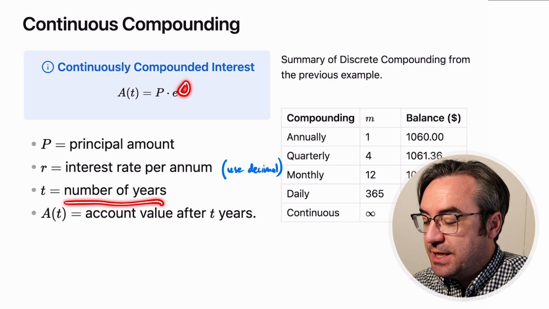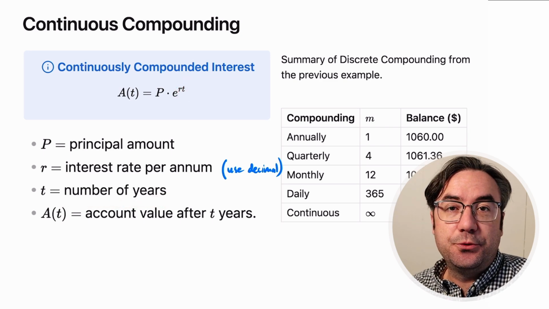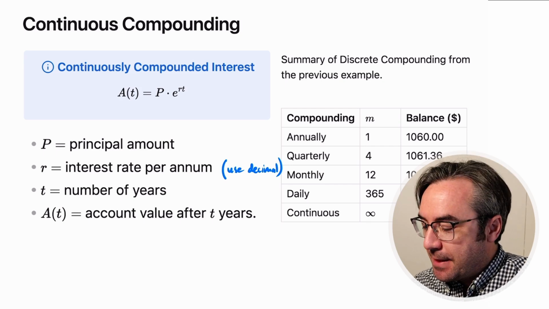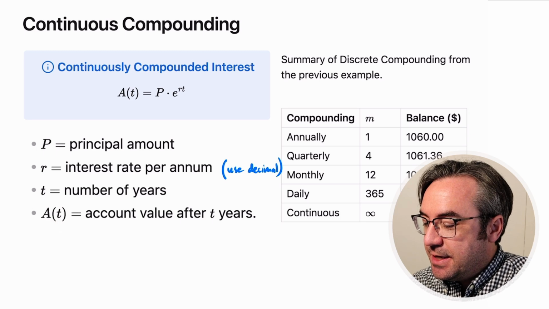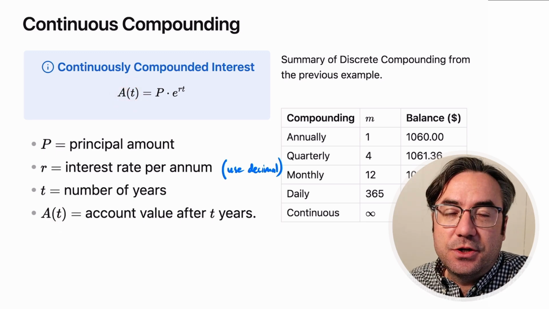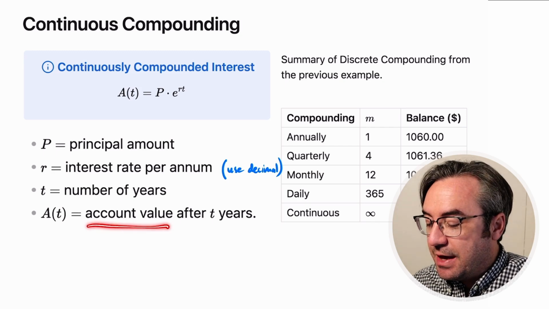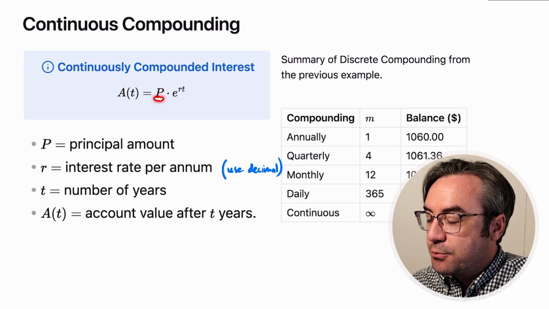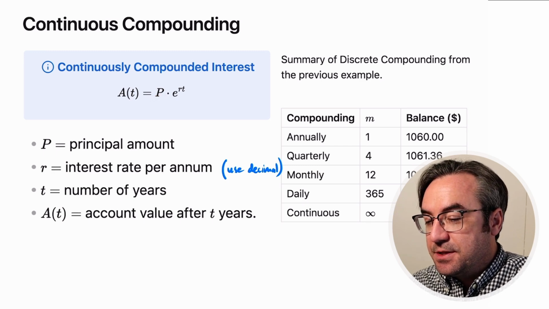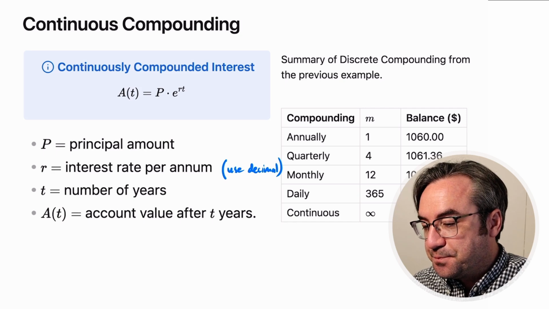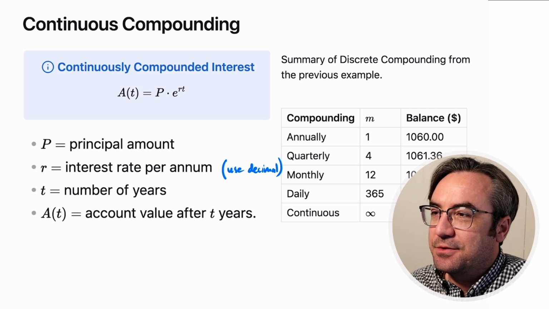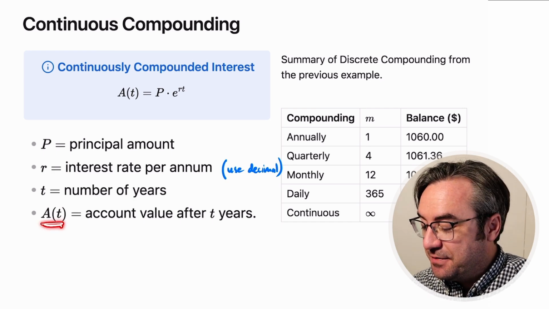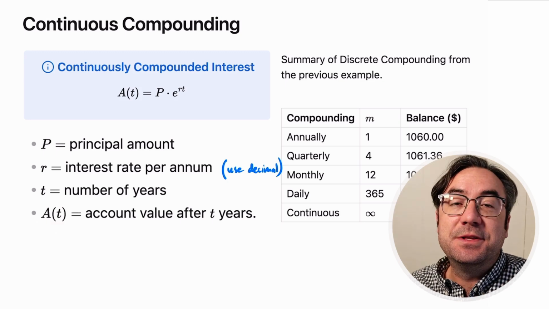t represents the number of years that we're going to let our investment sit and accumulate interest. And then A of t is the output of our function. So this is telling us our account value after t years. So when you think of principal, this is kind of like our starting value or our present value. And you can think of the output of our function as what happens in the future.